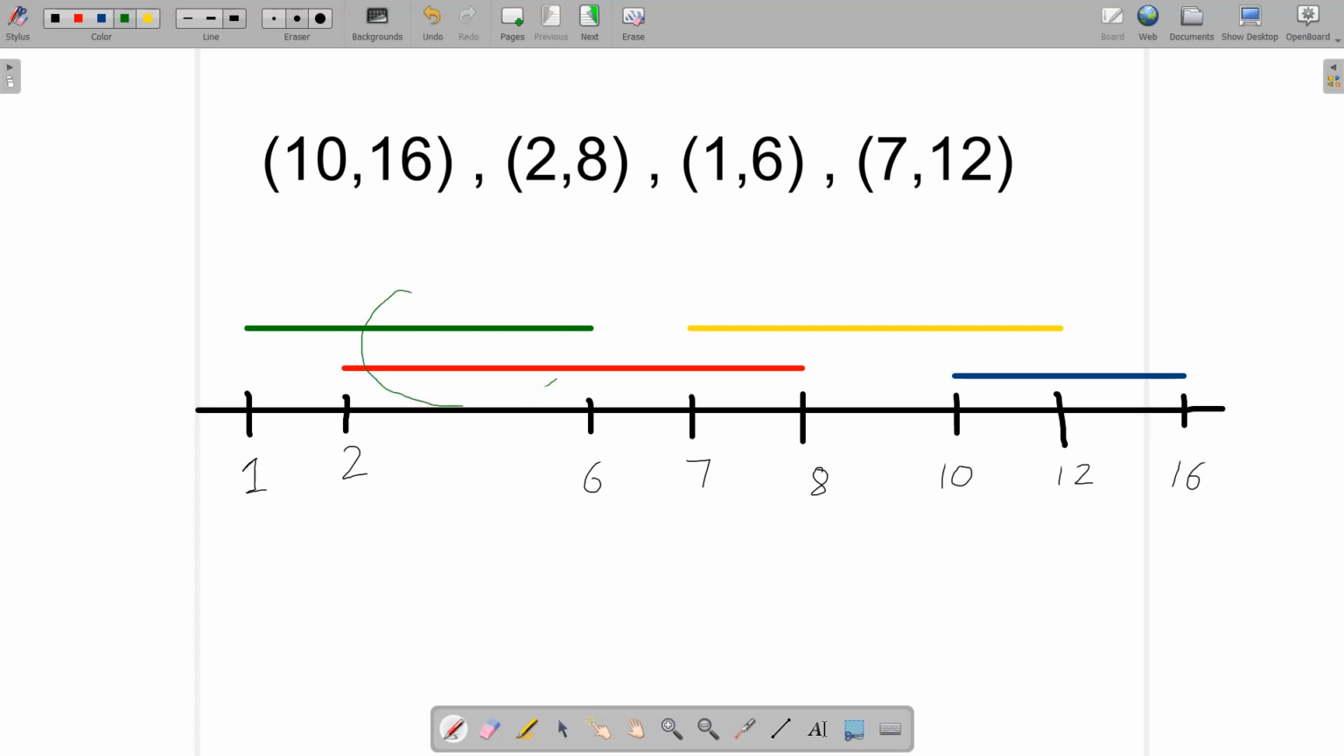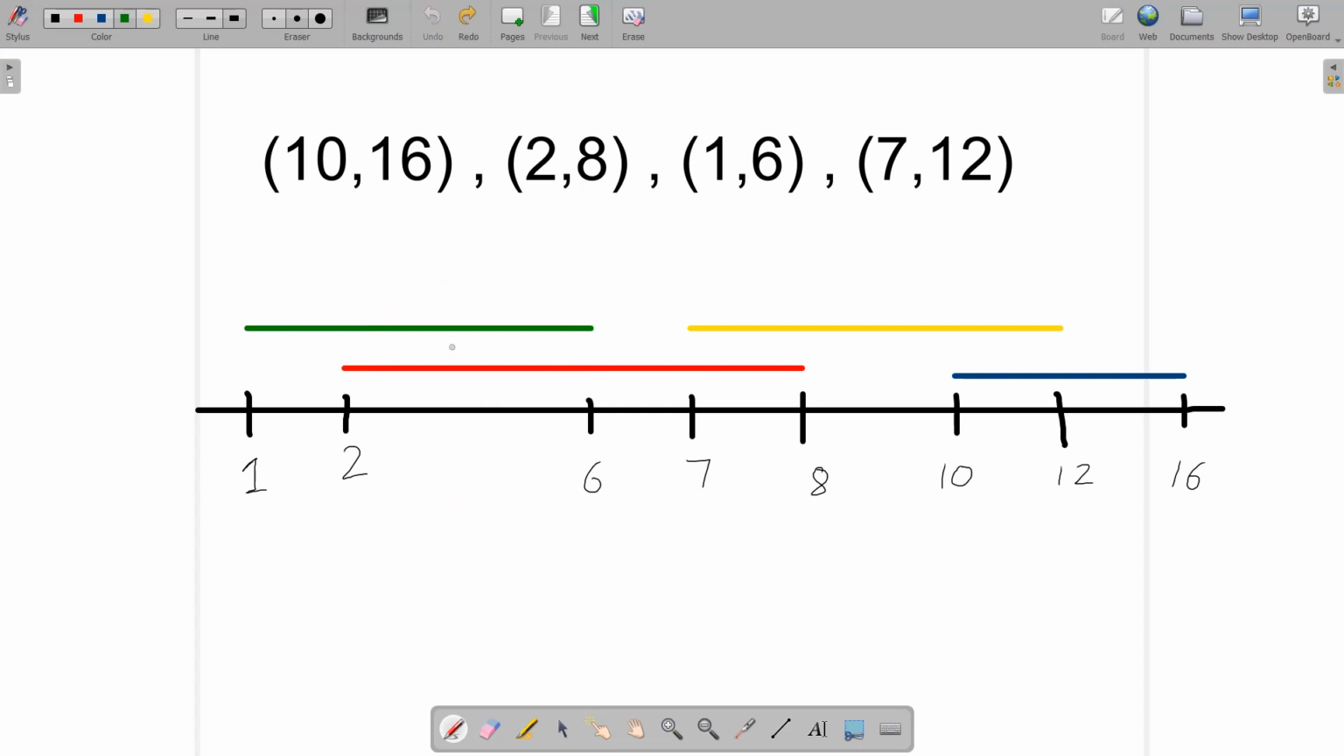You can see this is the overlapping region, right? So we will be shooting an arrow in this overlapping region to burst the maximum number of balloons. It will cost me only one arrow, but it will burst more than one balloon. So this is the optimal one.